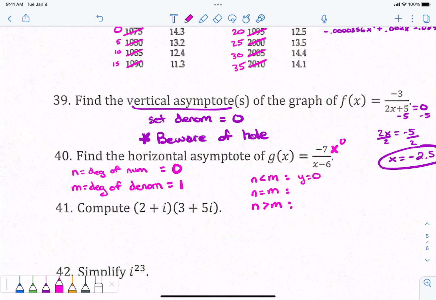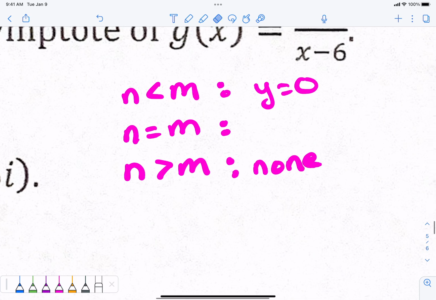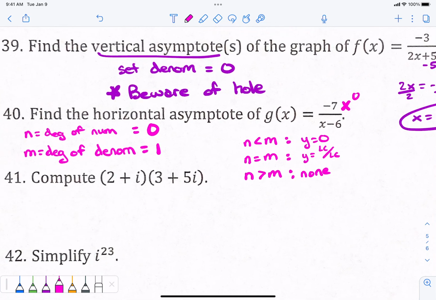If n is greater than m, it's top heavy, and it's going to fall over, which means this one is none, so the other one is y equals 0. Does that make sense? I always think about the top heavy one's not going to work, right? And then the middle one, y is equal to LC over LC. Do you need any more explanation than that? Nope. Okay, so that's how that one works.